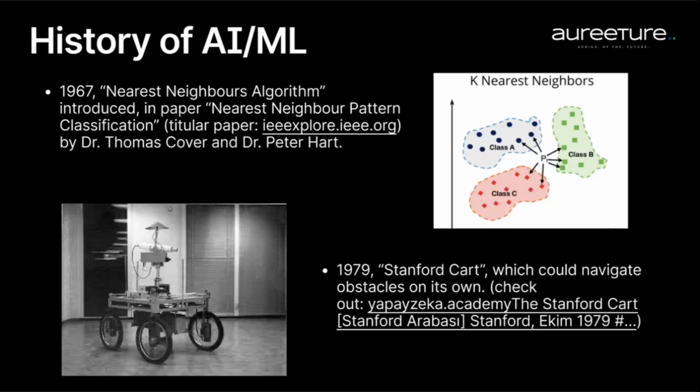If you move ahead to 1967, we have the nearest neighbors algorithm, or as popularly known, K nearest neighbors, introduced in the nearest neighbor pattern classification by Dr. Thomas Cover and Peter Hart, right?